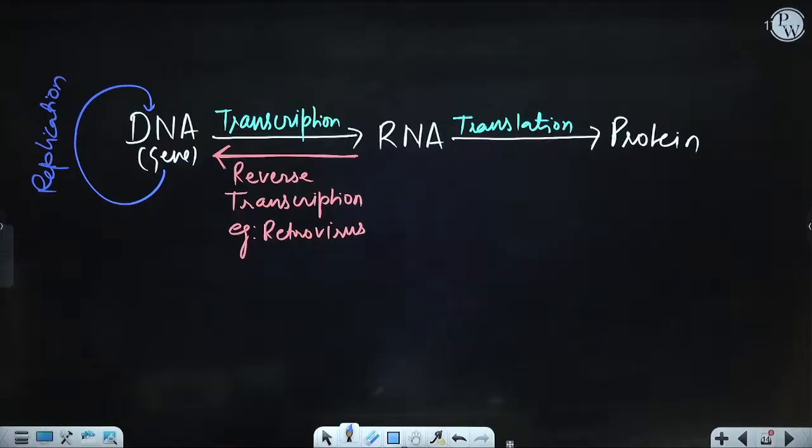So that is your complete central dogma. And protein is very important because it's a building block, and at the same time, protein is so important that it is taking care of the entire body function because enzymes are made up of protein.